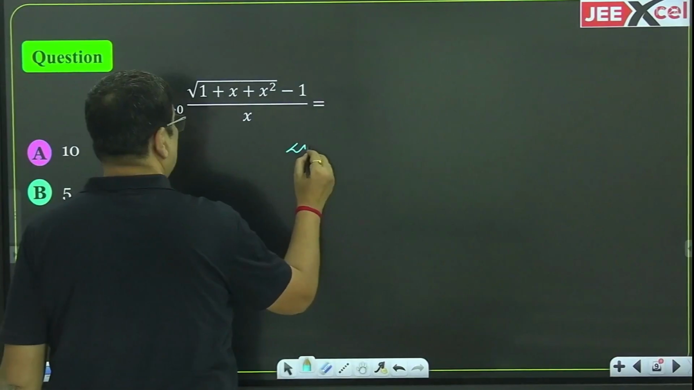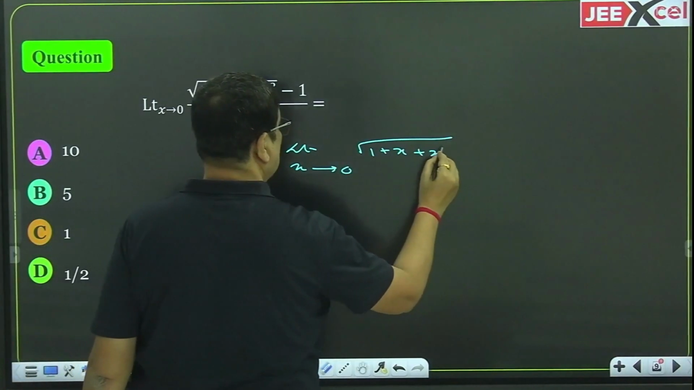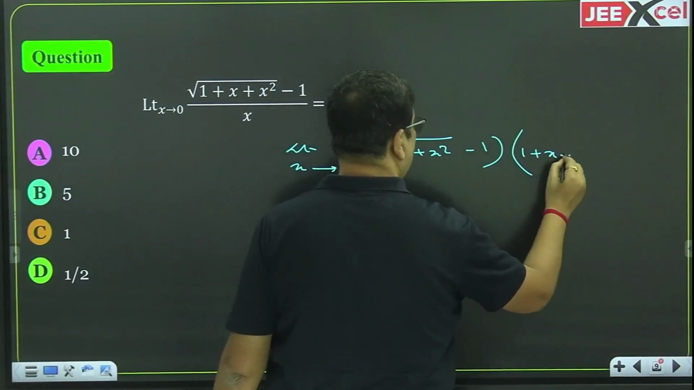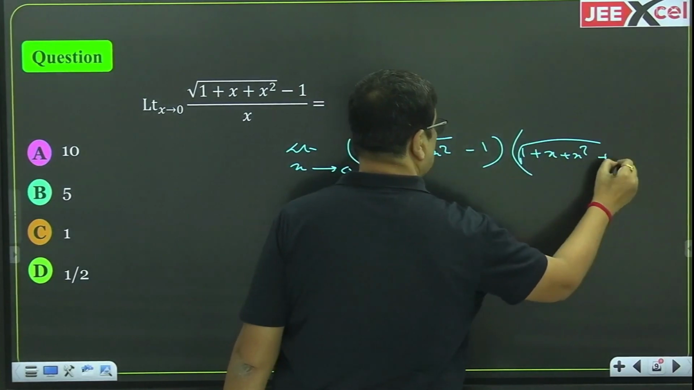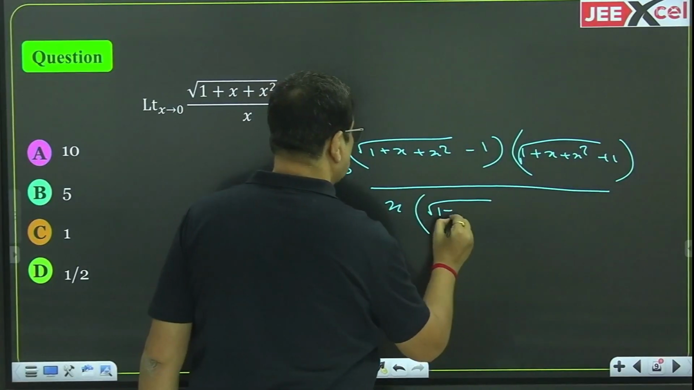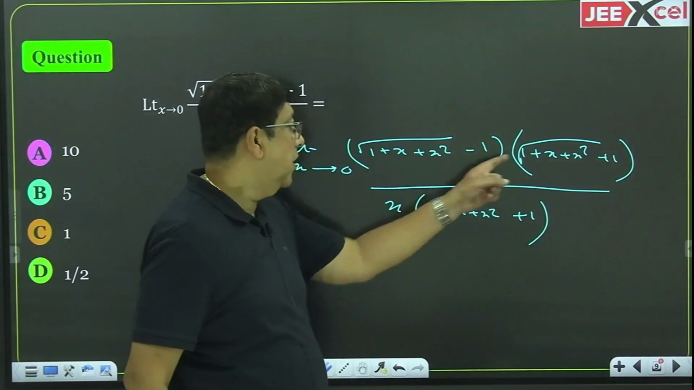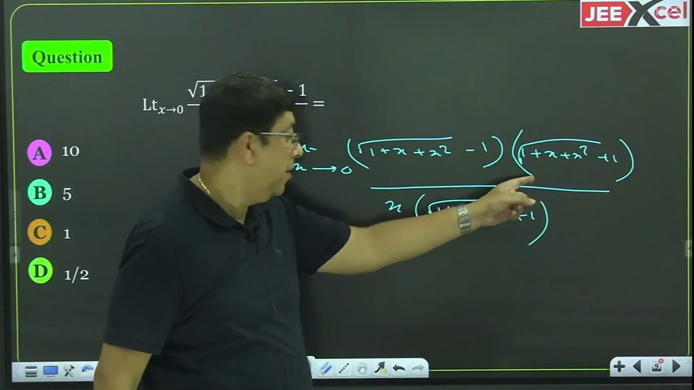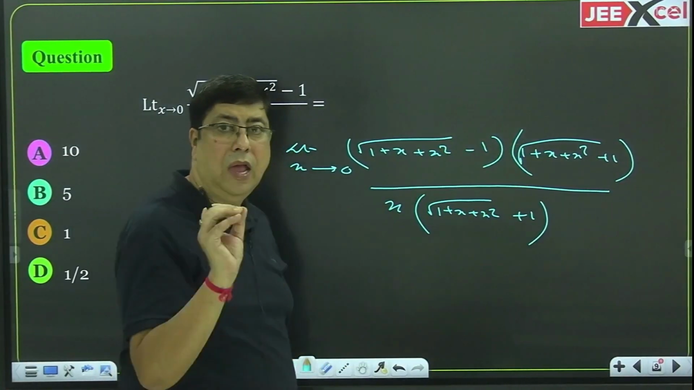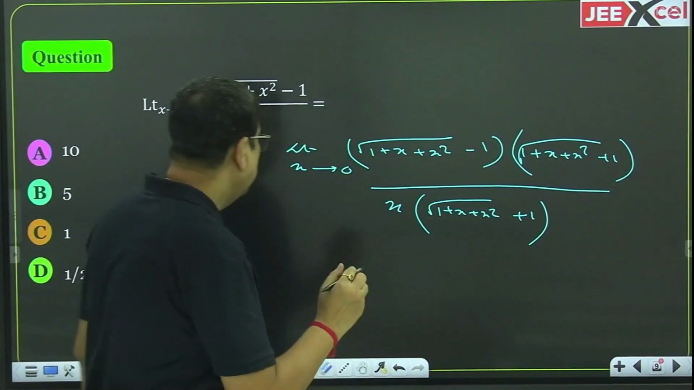Limit x tends to 0 of root over of 1 plus x square minus 1, into root over 1 plus x square plus 1, multiplied by the rationalization factor. So क्या होगा? 1 plus x square plus 1. यहाँ पे देखो, this is its rationalizing factor. So multiply करते हैं. So a minus b into a plus b, that is a square minus b square.